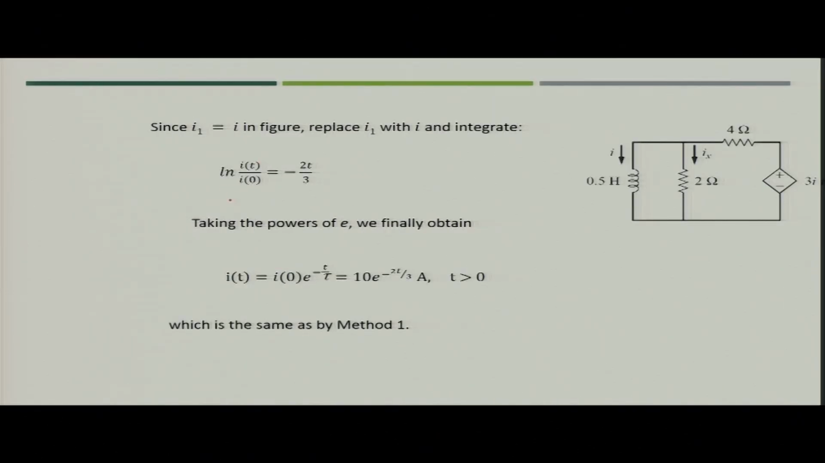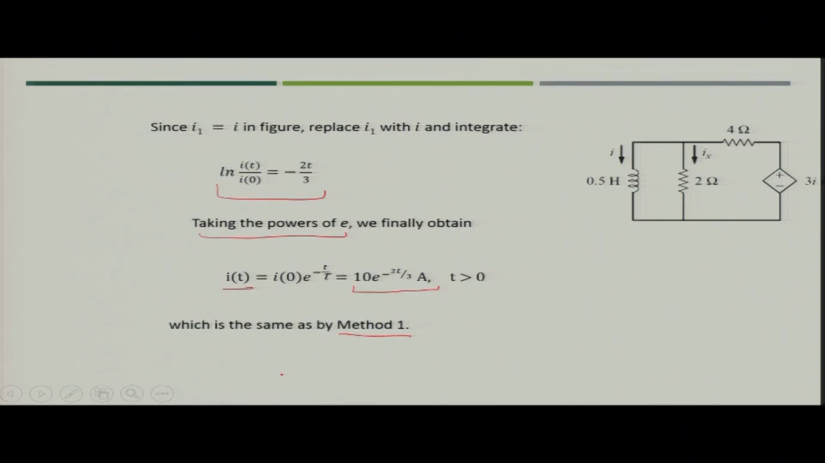or you can take the integration on both sides. You will get ln of I(t) by I naught is equal to minus 2 by 3 t. I naught is nothing but 10, we know. So, if you take the power of e on both sides, I(t) will become 10 into e to the power minus 2t by 3. So, this equation is again the same as we saw in the case of method 1.